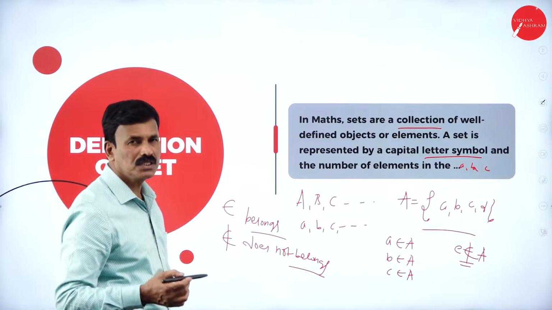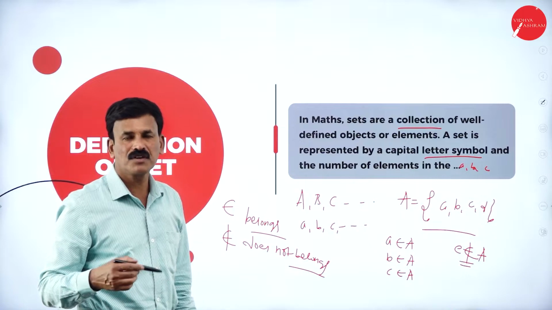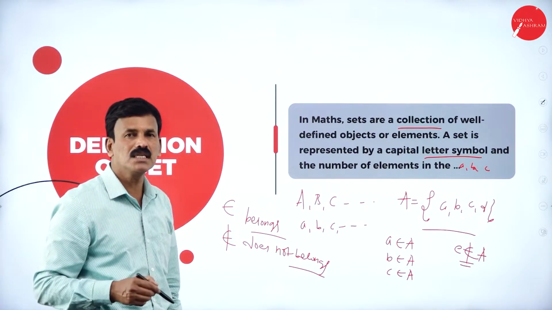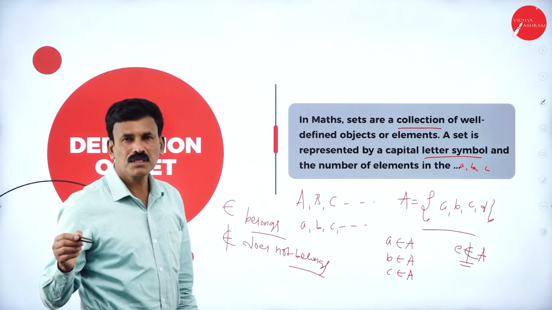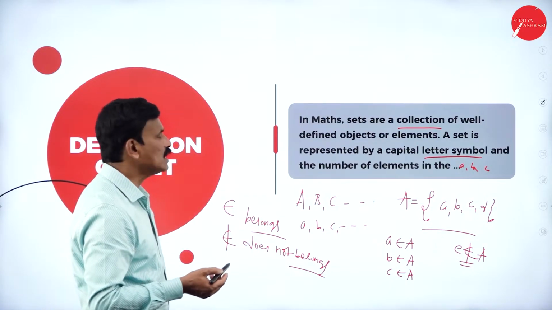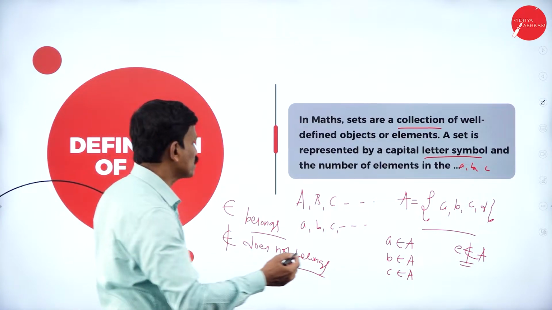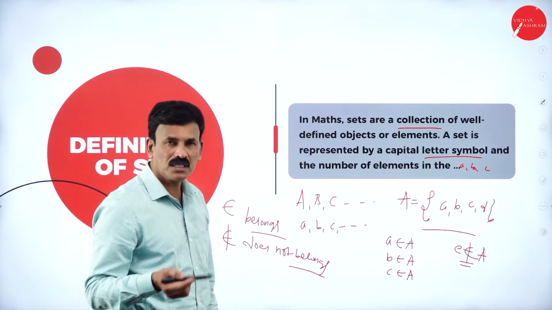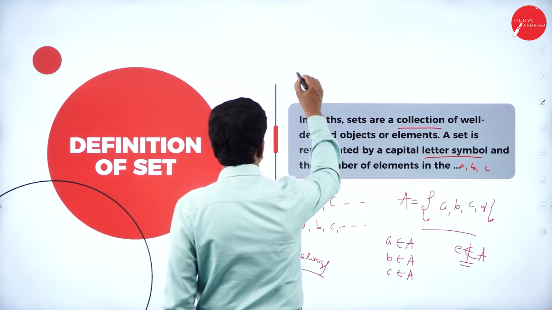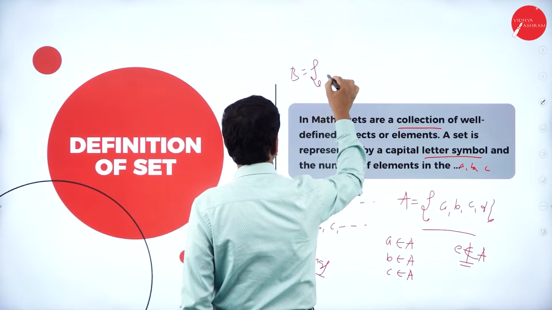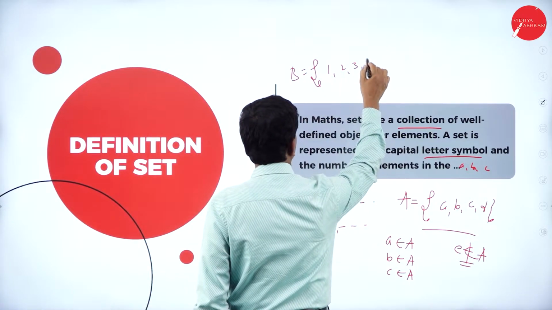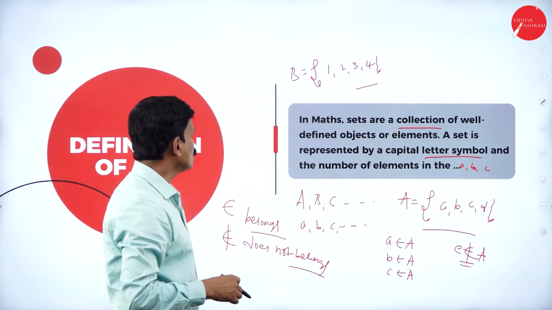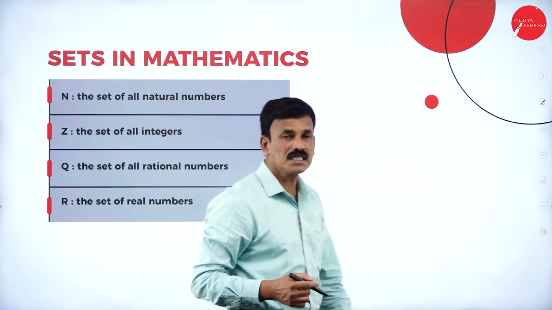So in general, a collection of well-defined objects is called a set. The set is usually represented by capital letters, capital A, capital B, capital C, and similarly the elements of the set are represented by small a, small b, small c. Or if a set contains numbers, suppose a set contains the numbers 1, 2, 3 and 4, this is also an example of a set. Now let us look at the usual general representation.